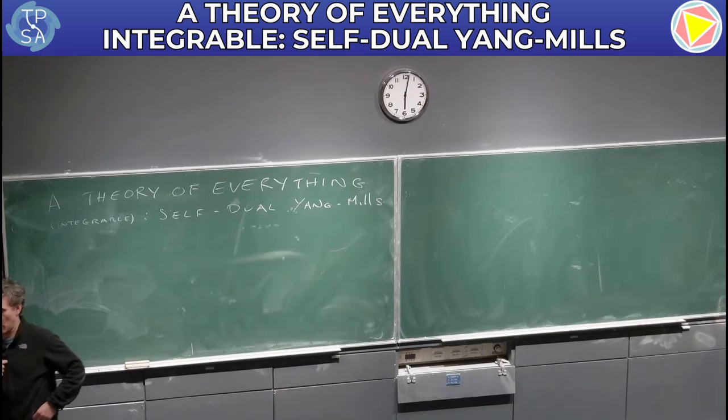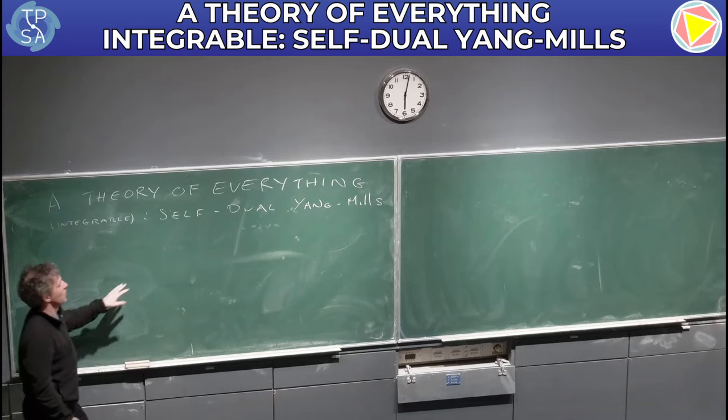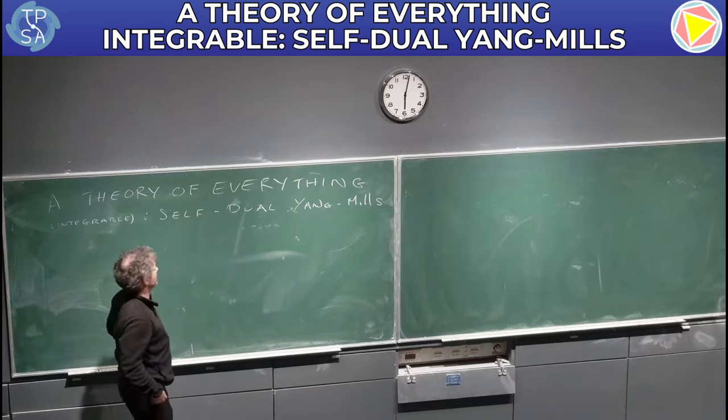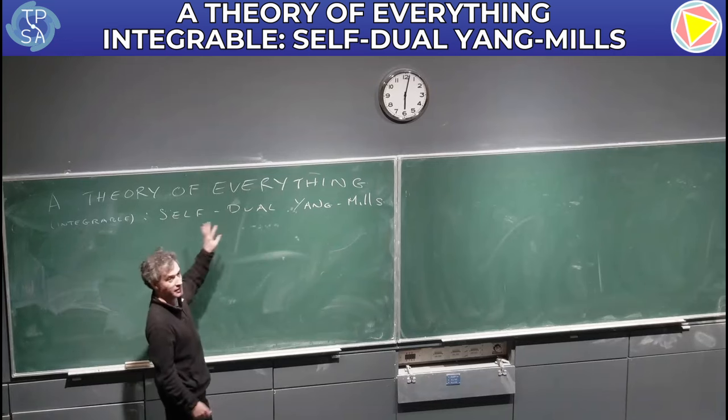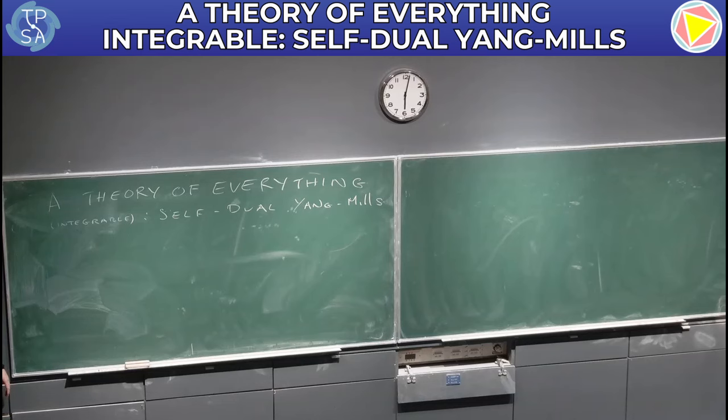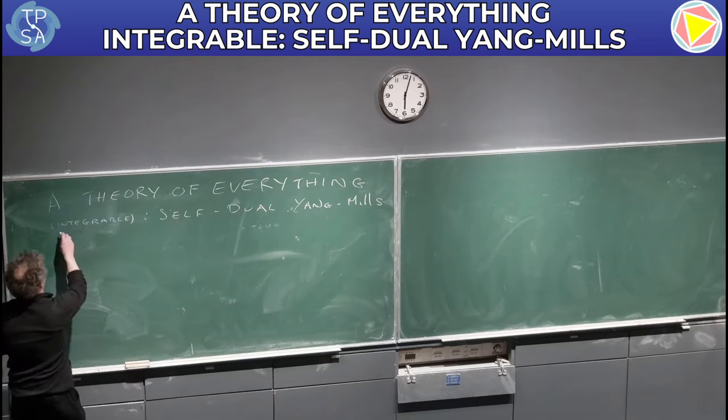So I'm going to try, roughly speaking, to give some idea of what an integrable system is, what Yang-Mills is, what self-dual means, why the two are connected, and why self-dual Yang-Mills is a theory of everything integrable. I'm going to do it in a historical sort of path. Now, both of these are rather technical things, so obviously I'm going to be very, very sketchy, and slightly impressionistic. But I do hope to at least try and convince you at the end, or explain to you how these things are connected, and also a little bit, just so you have some idea of what they are.